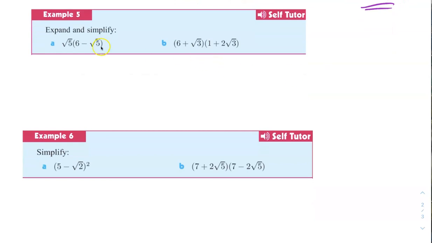Next one. So we're going to expand and simplify, so we just distribute. So I get 6 rad 5 minus radical 25, also known as 6 rad 5 minus 5.